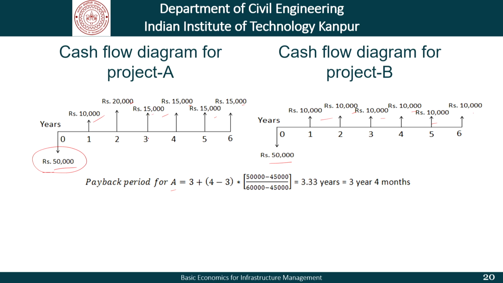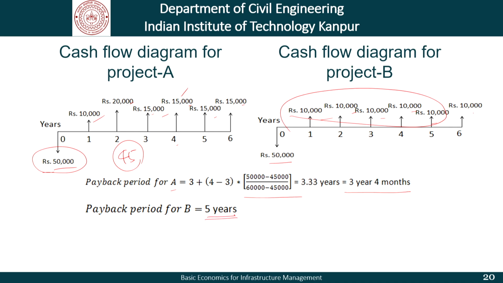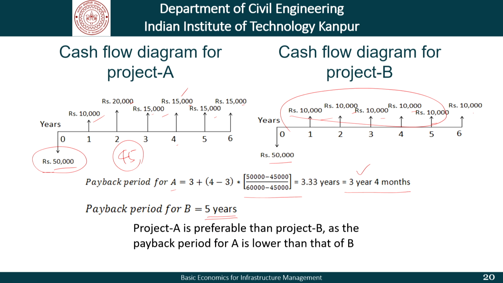So, at the end of 3 years, we have already got back 45,000, and at the end of 4, we will get 15, but we are only interested in getting 5,000 out of it, and therefore, we calculate the payback period as 3 years and 4 months for A. In the case of B, the answer is very simple. The 50,000 comes back to us in 5 years. Now, therefore, the payback period for A being smaller than the payback period for B, A is the preferred option.